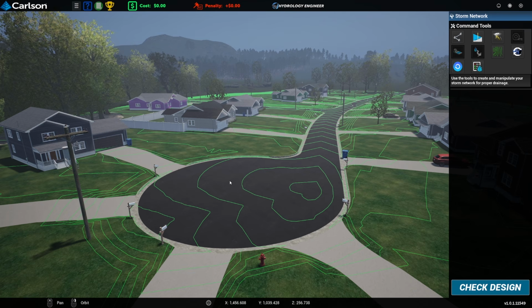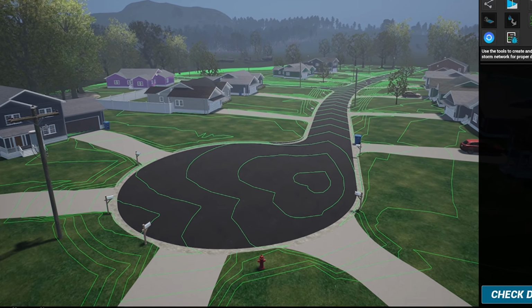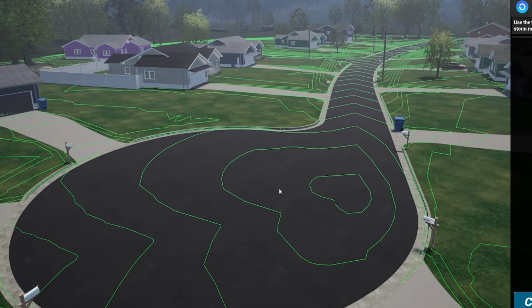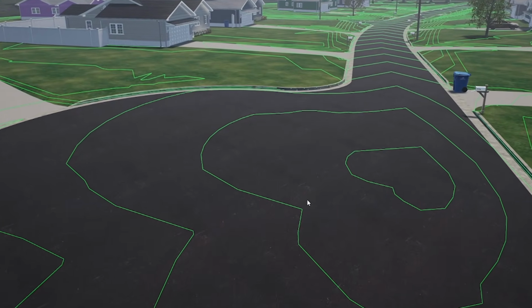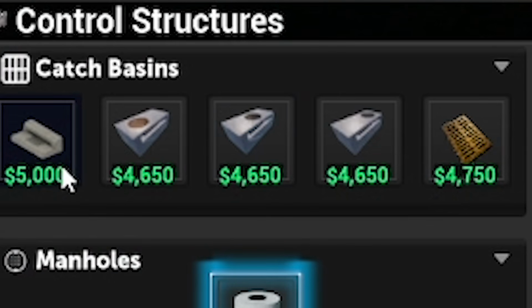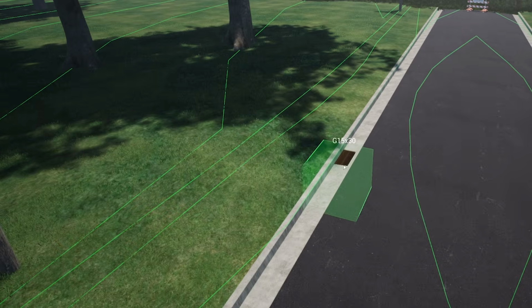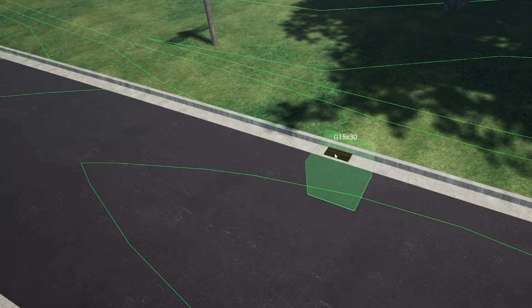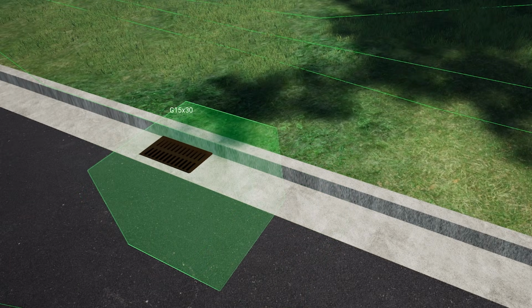So to start with, before we can worry about pipes or anything, that rain falls onto our surface, and then we've got to get that into the pipes. So we will start by adding some of these gratings, which in the UK we call gullies, and this is generally what we'd use just to take water off a road.